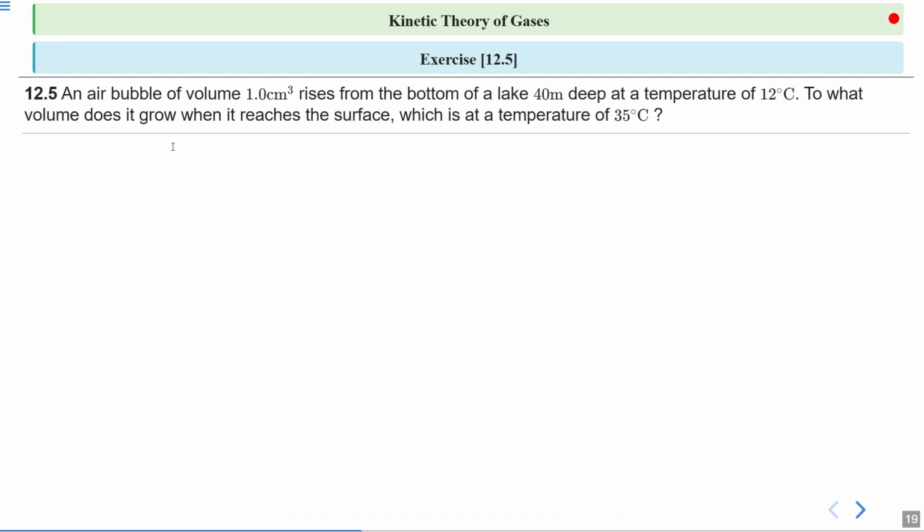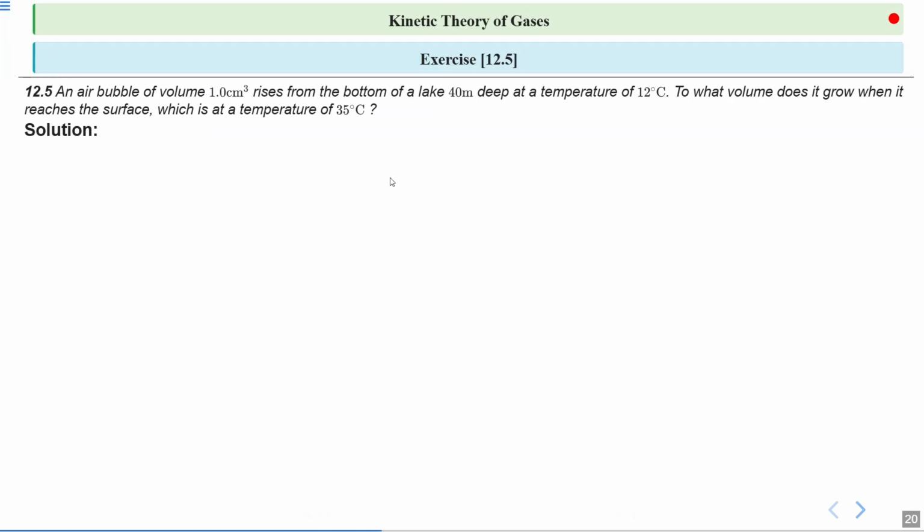An air bubble of volume 1.0 centimeter cube rises from the bottom of a lake 40 meter deep at a temperature of 12 degrees Celsius. To what volume does it grow when it reaches the surface, which is at a temperature of 35 degrees Celsius? Let's see the solution.